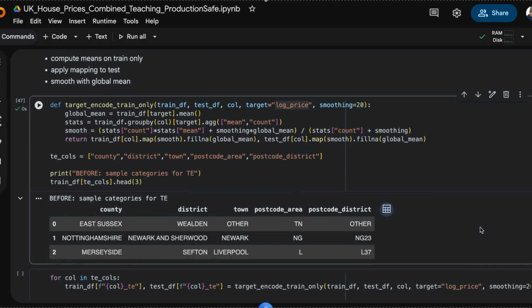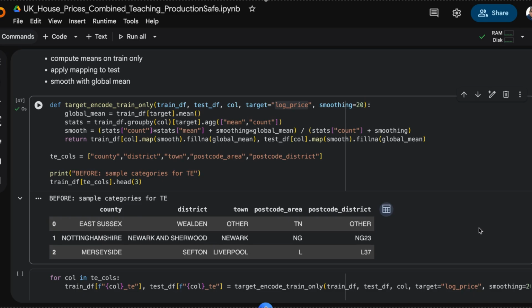It tells the model, this town tends to have higher prices. This district tends to have lower prices. It embeds domain knowledge into the feature itself. In housing markets, location is one of the strongest predictors of price. Target encoding allows us to capture that efficiently.